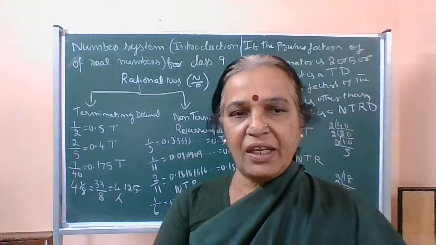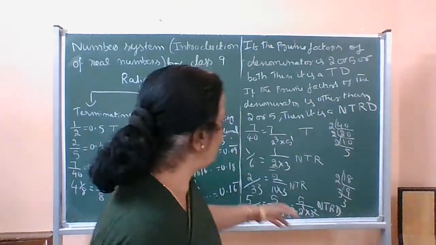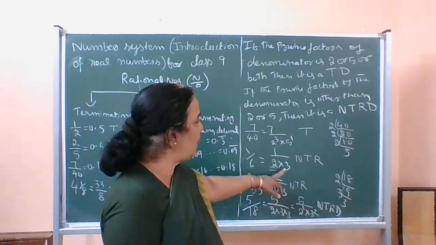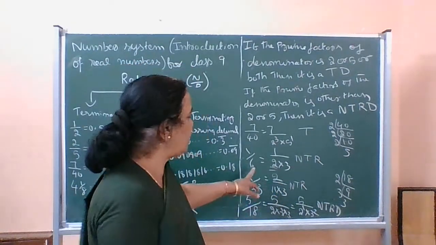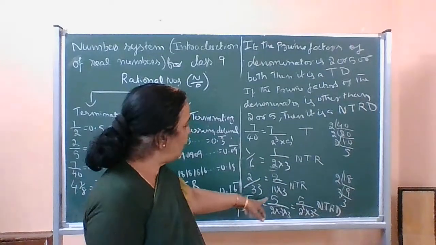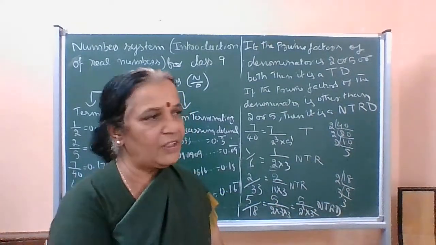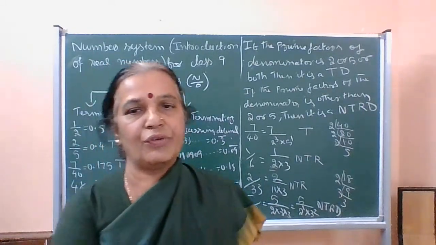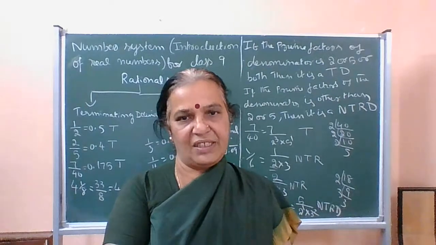If the denominator has factors other than 2 and 5, here in this question what happens? 2 is there, but along with that 3 is also there. Therefore, it is non-terminating. Here also 33, if you write the prime factors, 11 into 3. Therefore, it is a non-terminating repeating decimal.